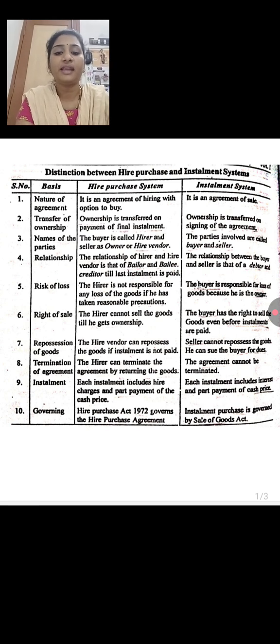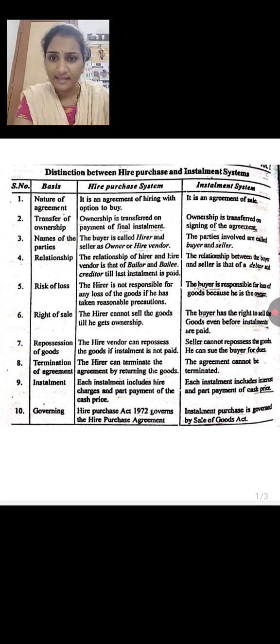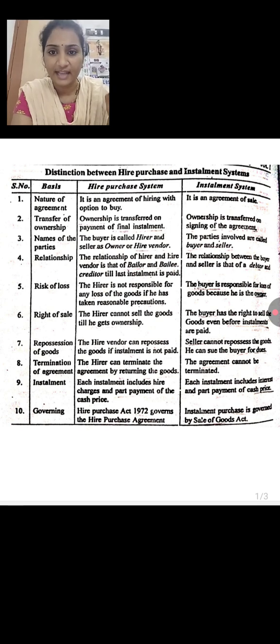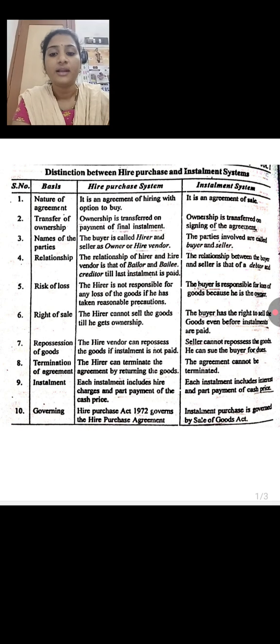Here in the installment system, each installment includes part payment of the cash price. So here only the cash prices are involved. But in the hire purchase system, hire charges and part payment of the cash price are also included.